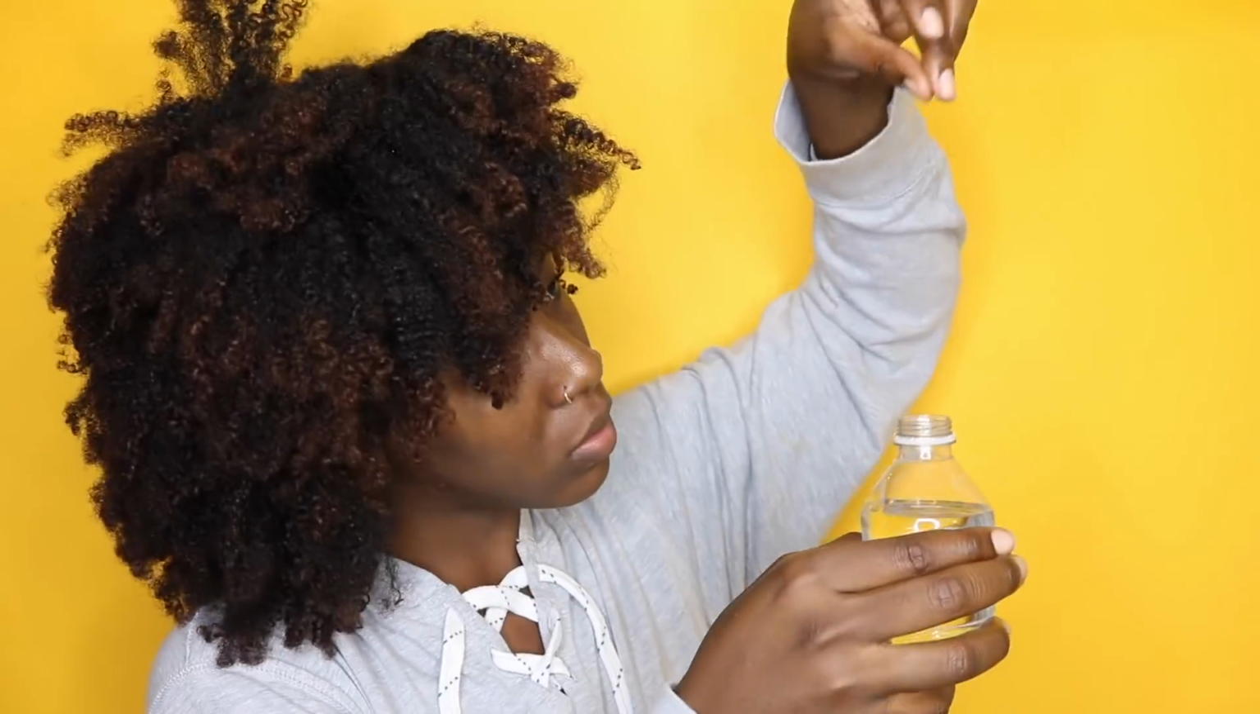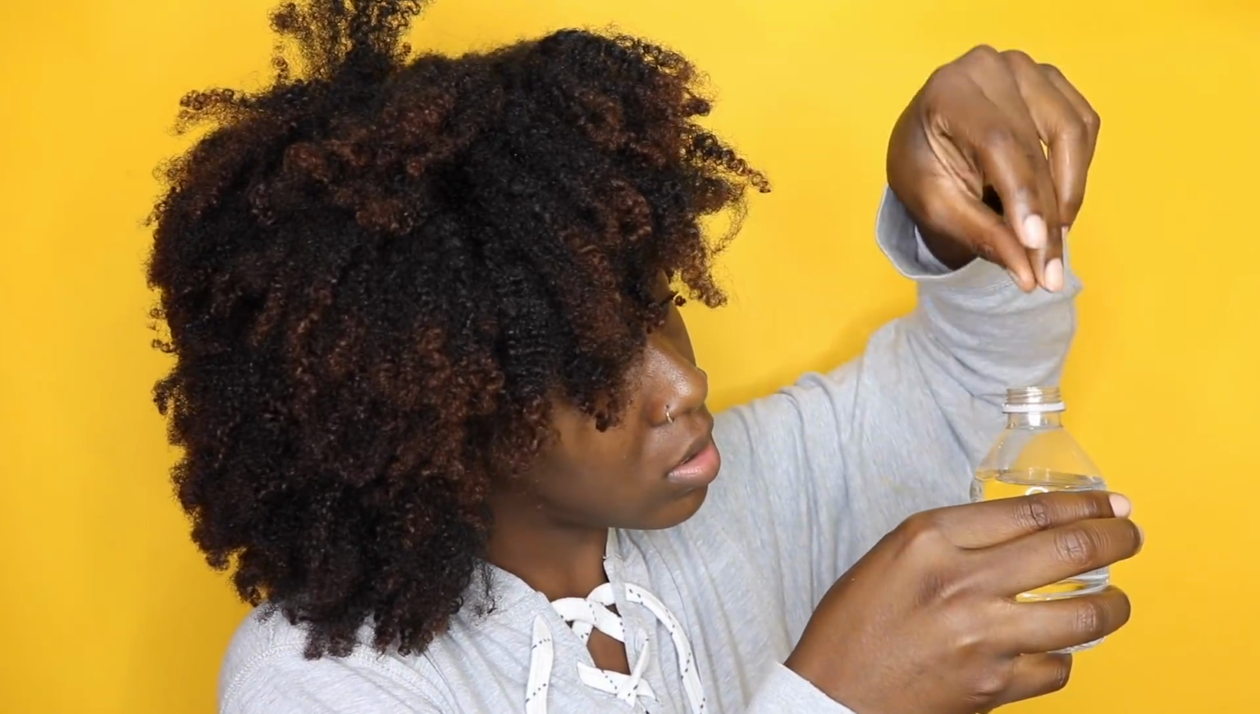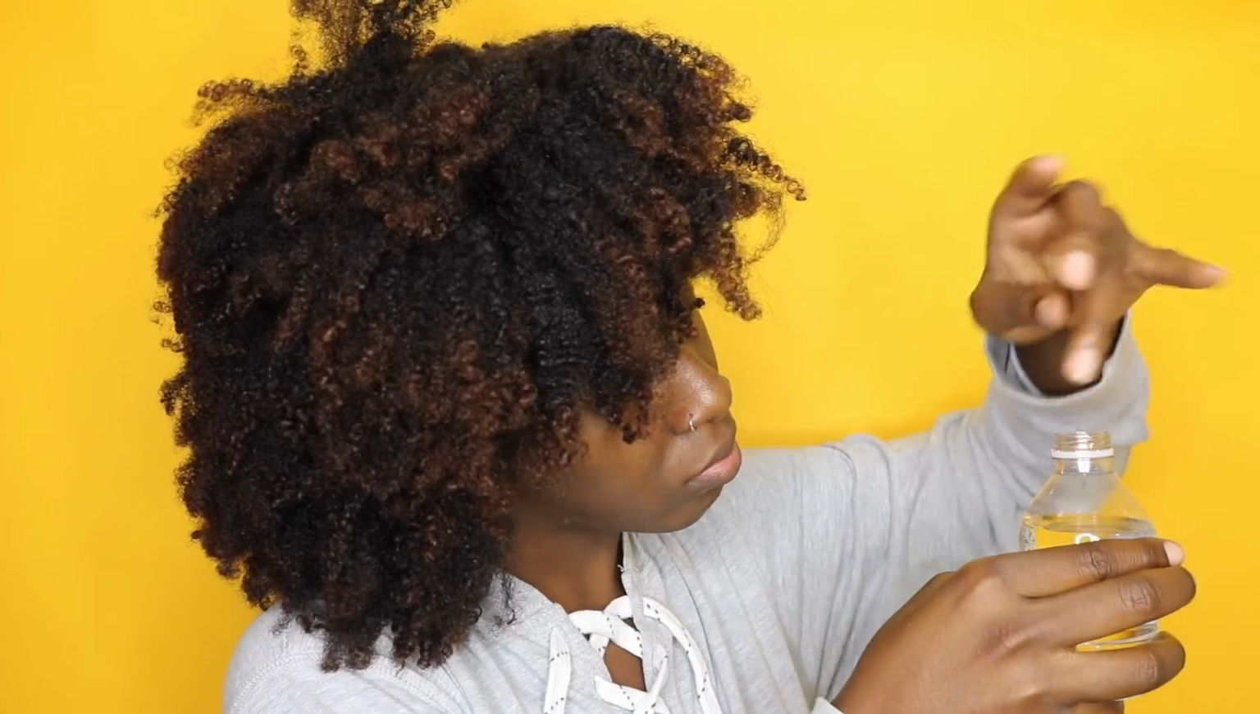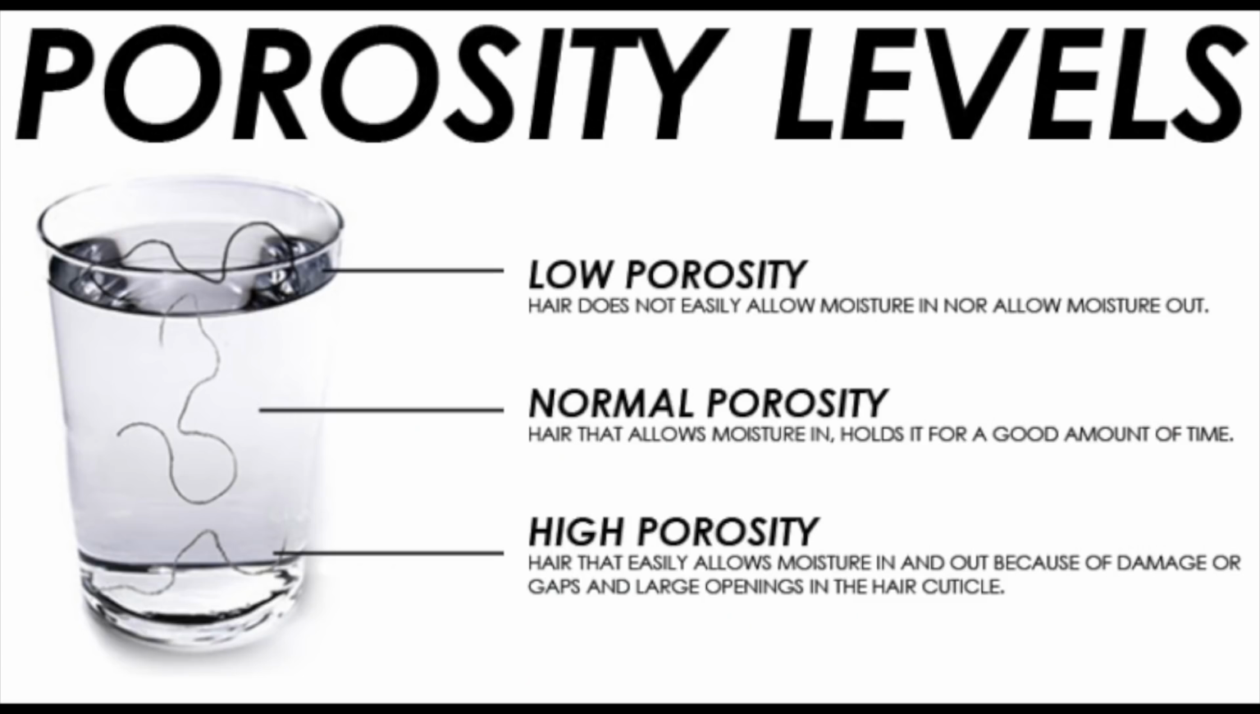Y'all probably can't really see that, but anyway, you take that strand and you put it in a clear cup, or as you see here, I'm using a water bottle, and you put it in there and let it sit for 10 to 15 minutes. Then you will check to see what level your hair has ended up at. If it's low, it'll be at the top still. If it's high, it'll sink to the bottom, and if it's normal, it'll stay in the middle.